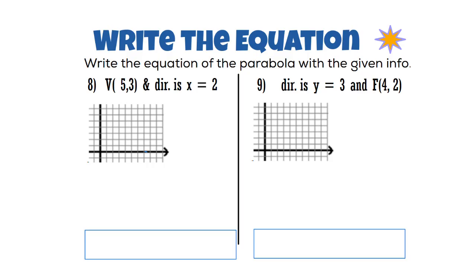All right, now that writing equation problem that we just did is one that you have done before. Now let's try writing the equation using some of this new information that we have with the focus and directrix relationships. All right, on number 8 here, it says write the equation of the parabola with the given info. All right, so I've got a vertex at 5, 3, giving us a little graph so we can plot this out and get a good look at it. There's the vertex.